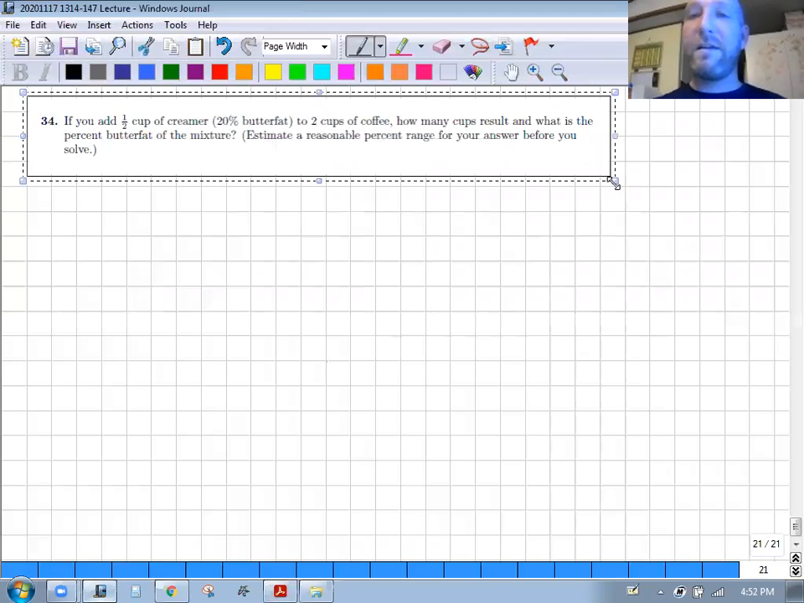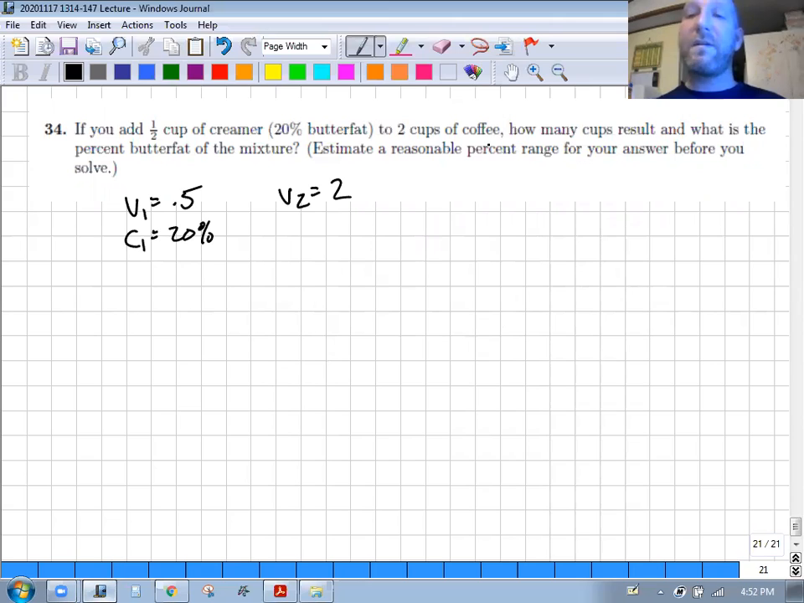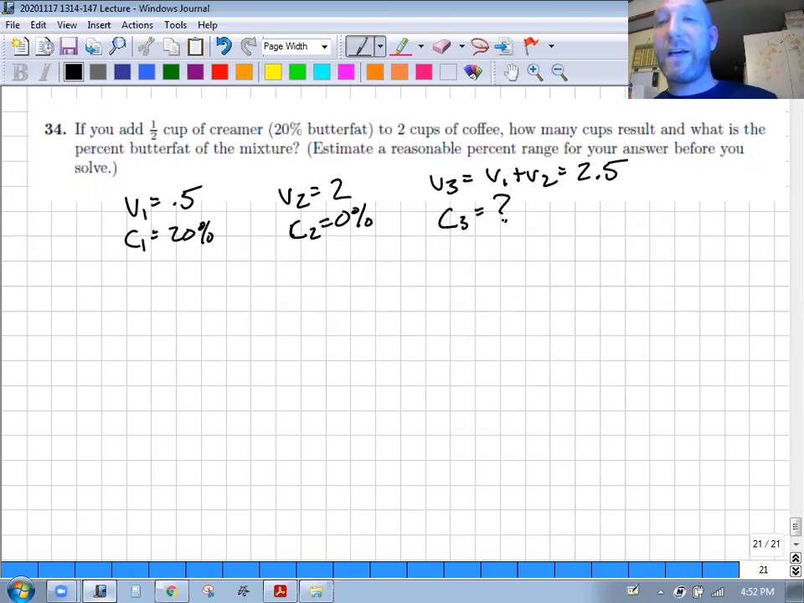All right, if I add a cup of creamer, half a cup, which is 20% butterfat, to 2 cups of coffee. The coffee has no butterfat in it. It's just coffee. How many cups result? Well, 2.5 cups. What is the percent butterfat of the mixture? So estimate our answer before we work the problem.